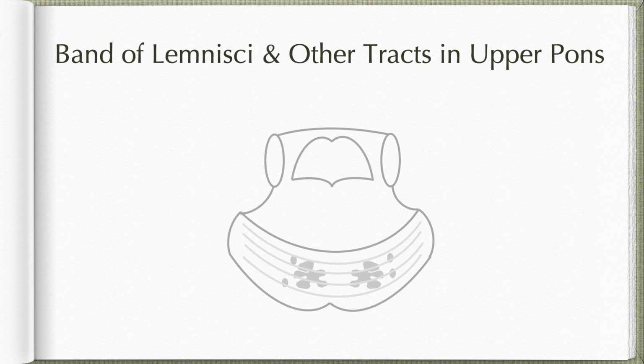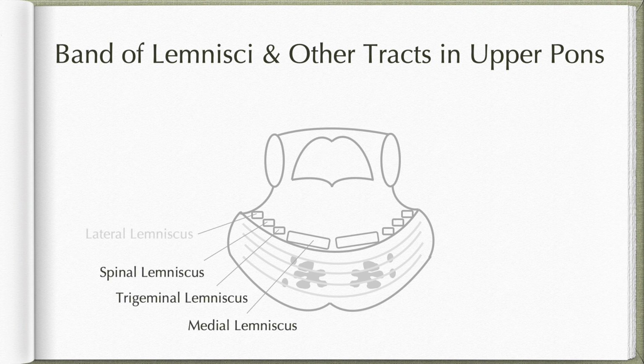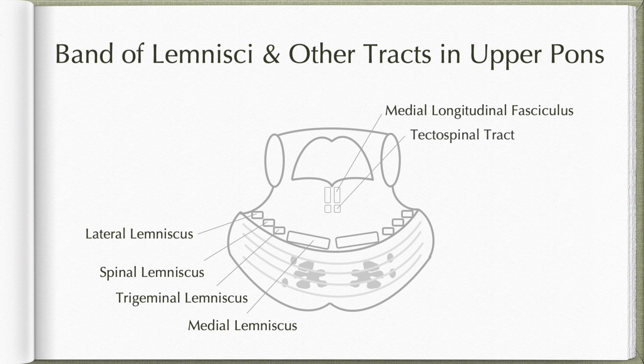Coming to the white matter of the upper pons, we see the similar band of lemnisci, that is, medial lemniscus, trigeminal lemniscus, spinal and lateral lemnisci arranged from the medial to lateral end immediately posterior to the basilar part. We also find a pair of medial longitudinal fasciculus and a pair of tectospinal tracts arranged on either side of the midline dorsally. We find the central tegmental tracts and the rubrospinal tracts in the lateral tegmentum descending from the midbrain to reach the medulla or the spinal cord.